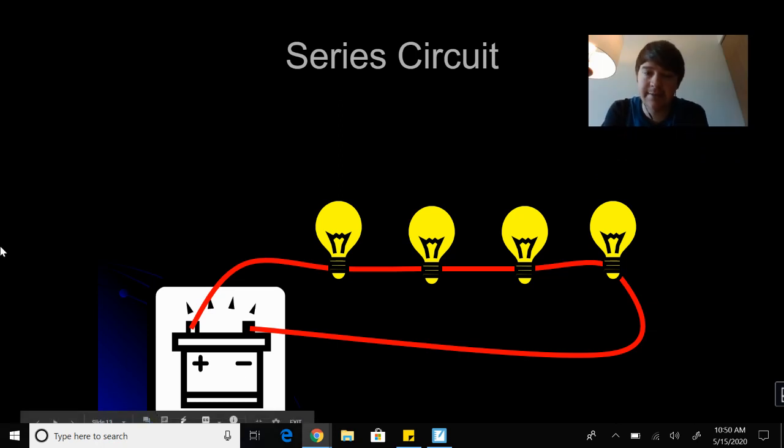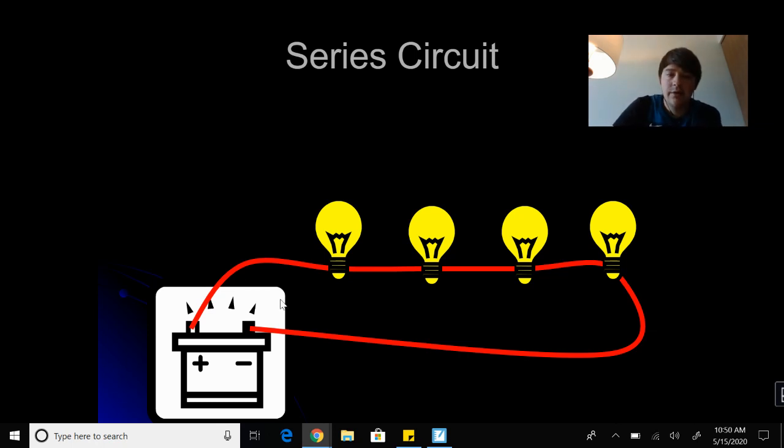So if we look at this particular circuit right here, we see that there is only one path in which the electrons are going to flow. A series circuit just means one path in which the electrons can travel. If I turn off this light switch, there is no power going to these 4 light bulbs. They are all going to turn off.